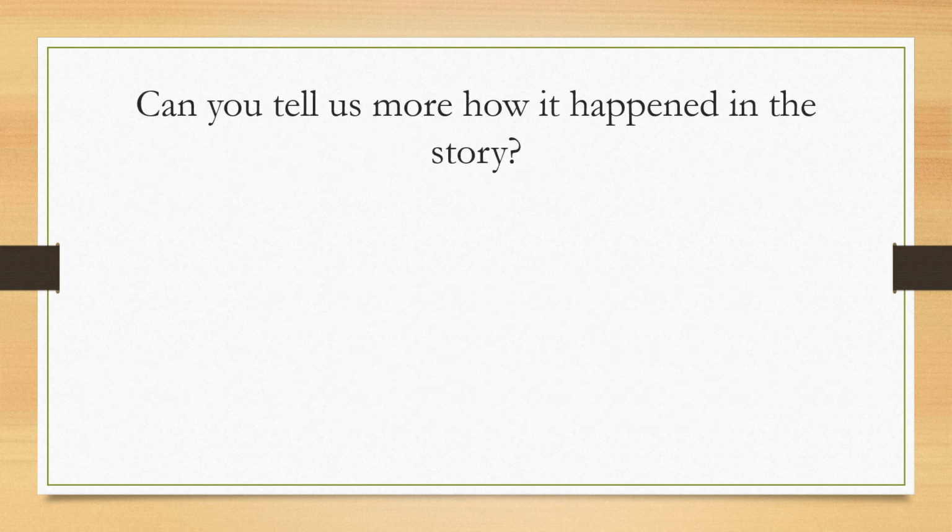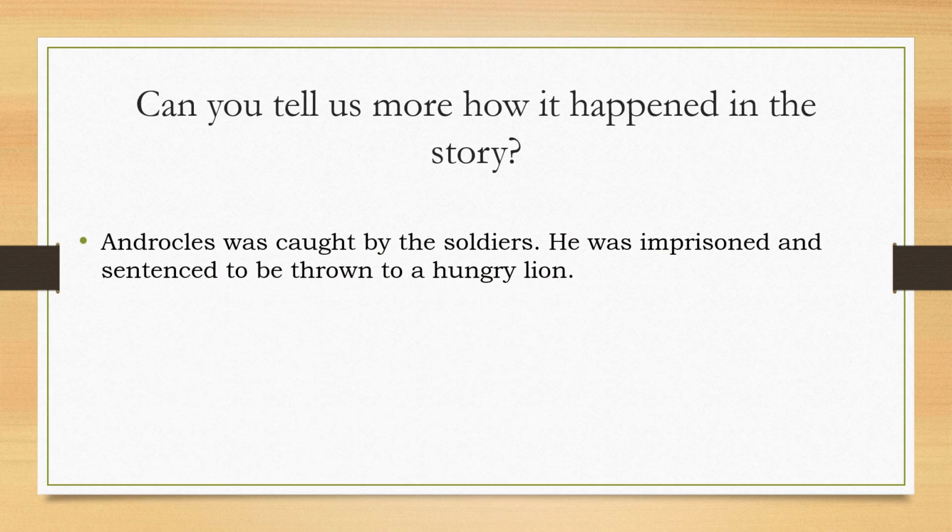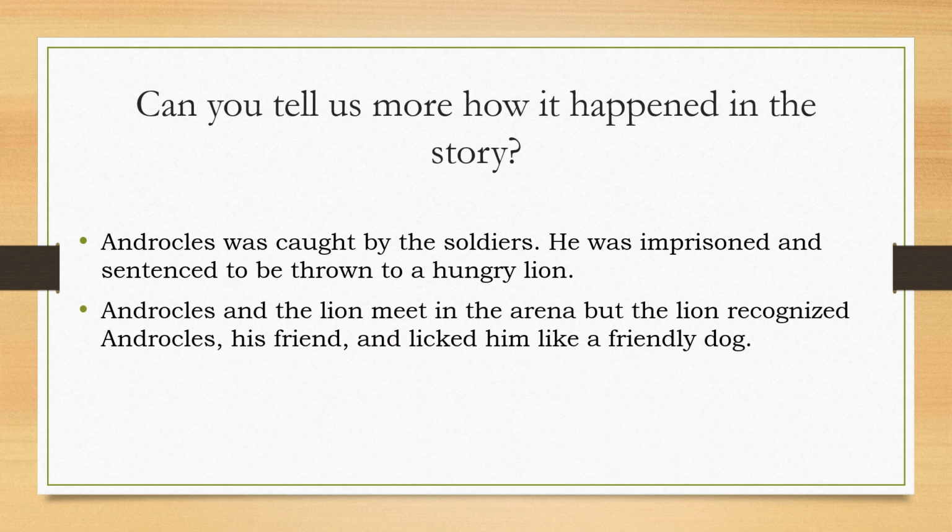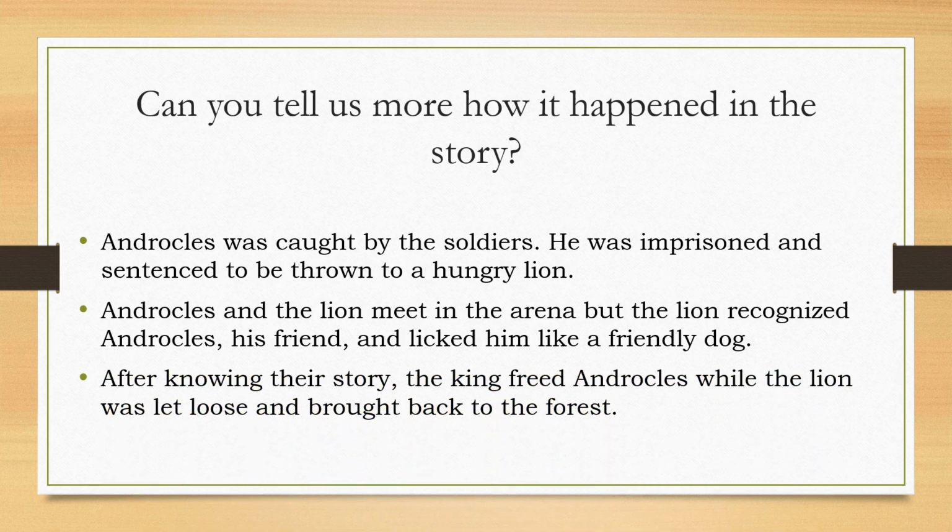Alright, on this page, I'm going to tell you more of what happened to Androcles in the story. Androcles was caught by the soldiers. He was imprisoned and sentenced to be thrown to a hungry lion. Androcles and the lion meet in the arena, but the lion recognizes Androcles, his friend, and licks him like a friendly dog. After knowing the story, the king freed Androcles while the lion was let loose and brought back to the forest.